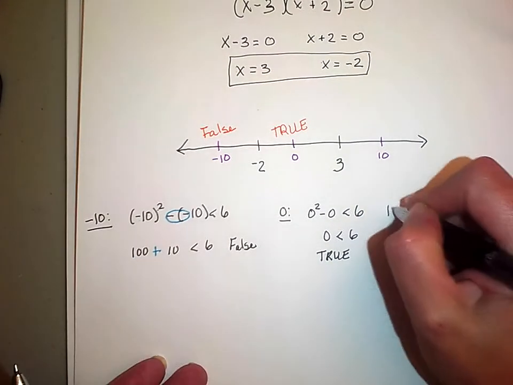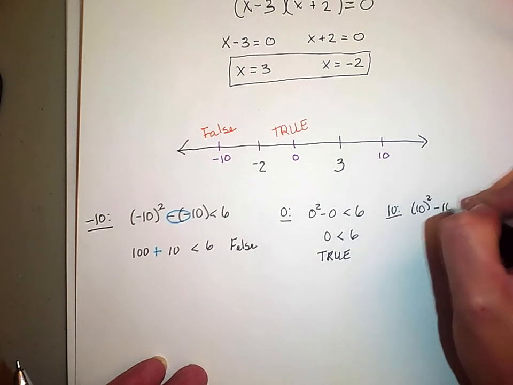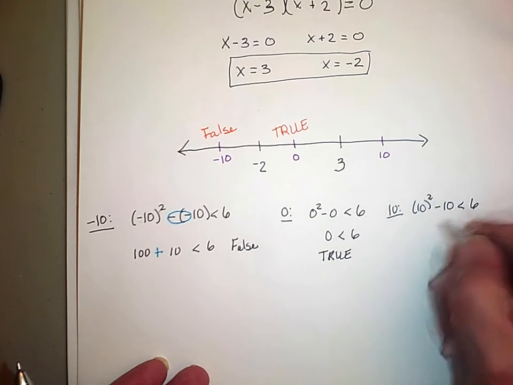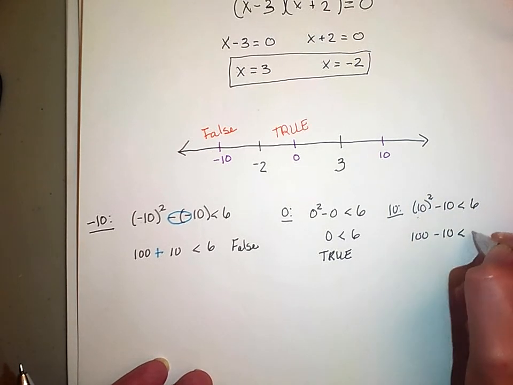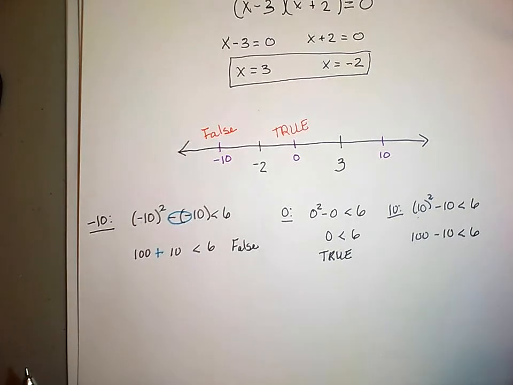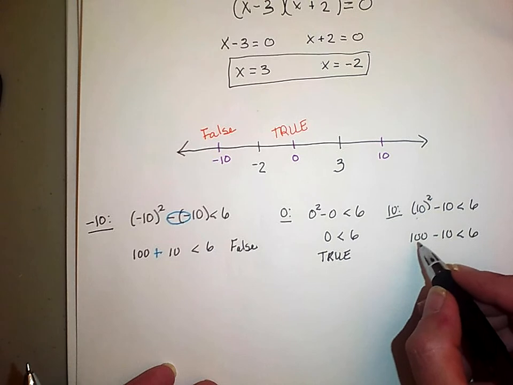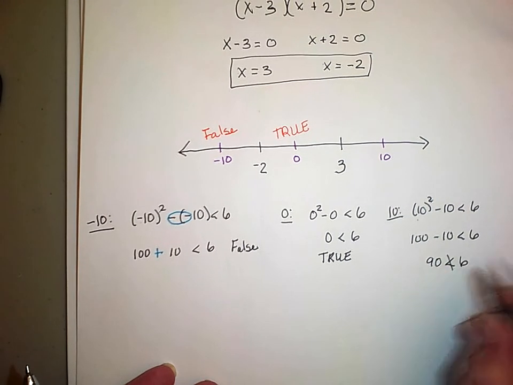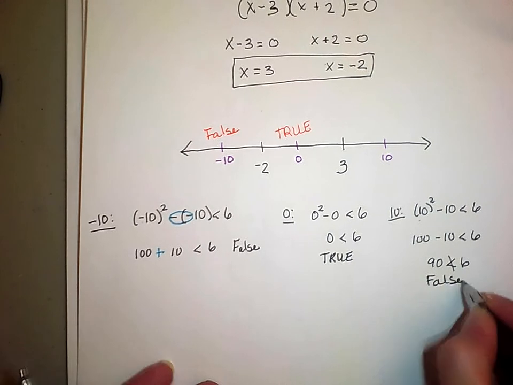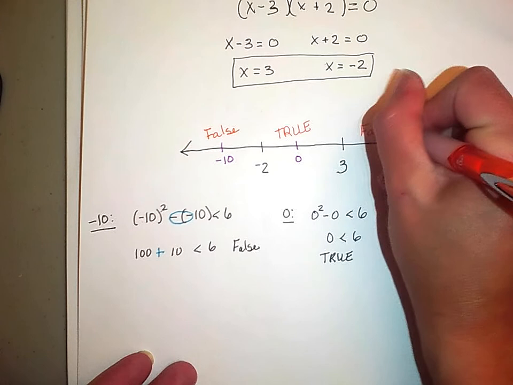And then lastly, let's test this interval. Is 10 squared minus 10 less than 6? Well, 10 squared is 100, minus 10. 100 minus 10 is 90, and 90 is not less than 6, so this is false.